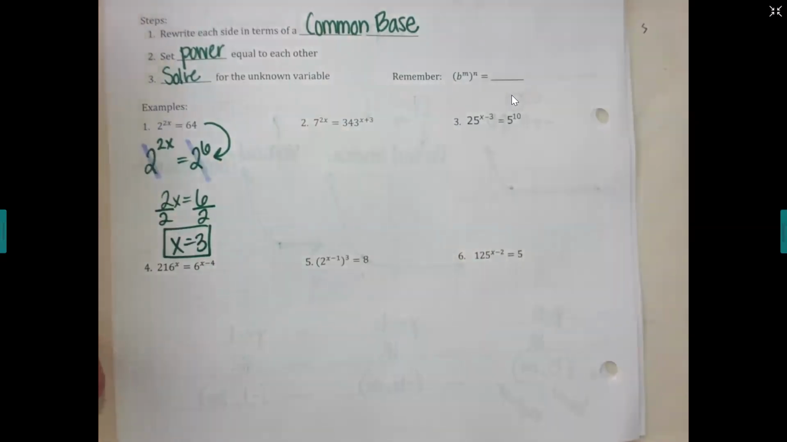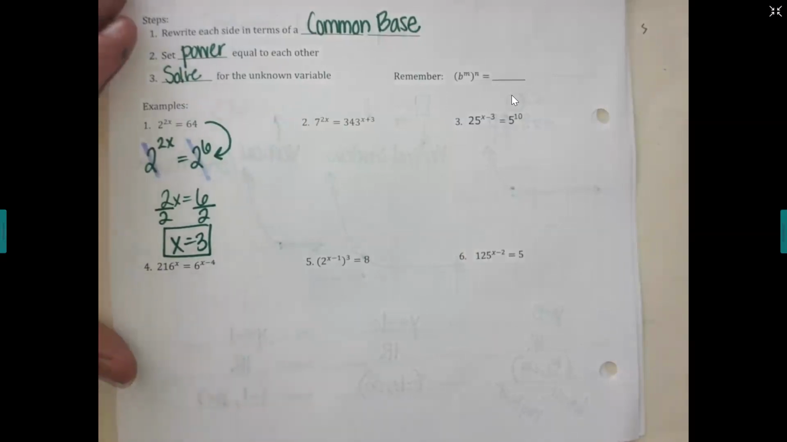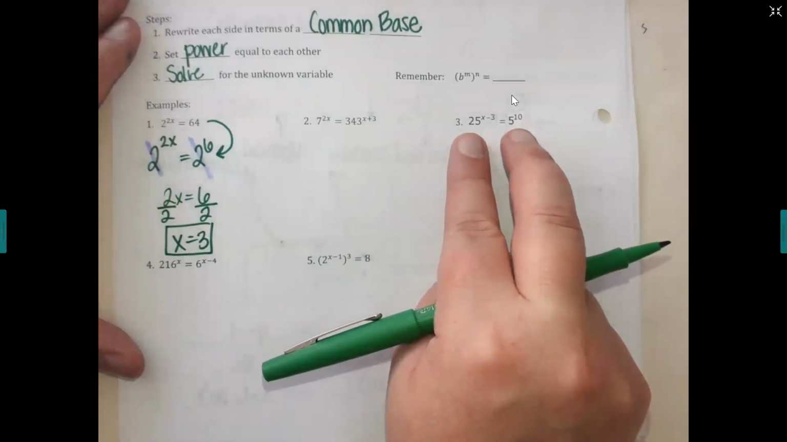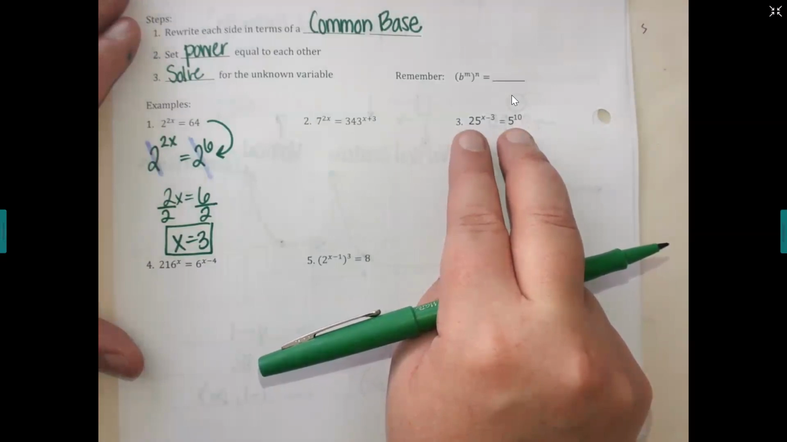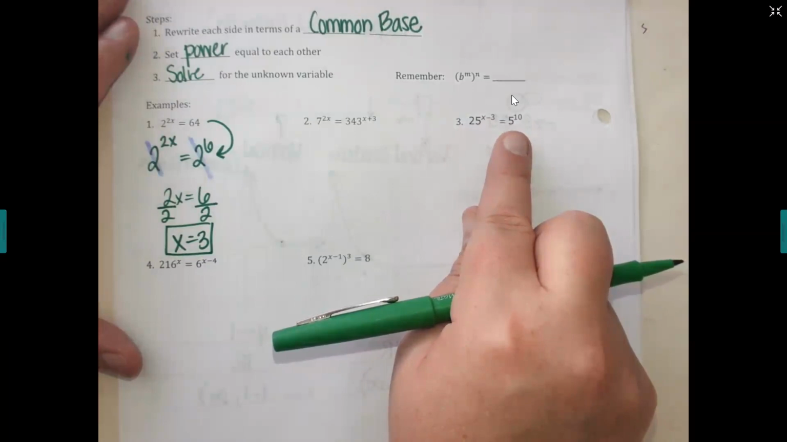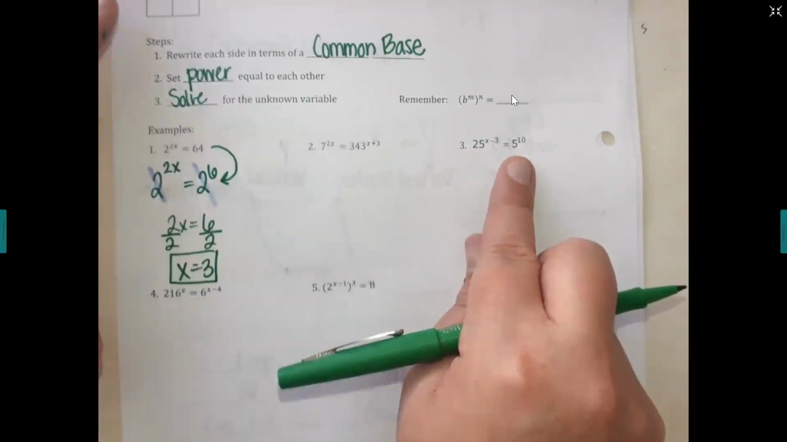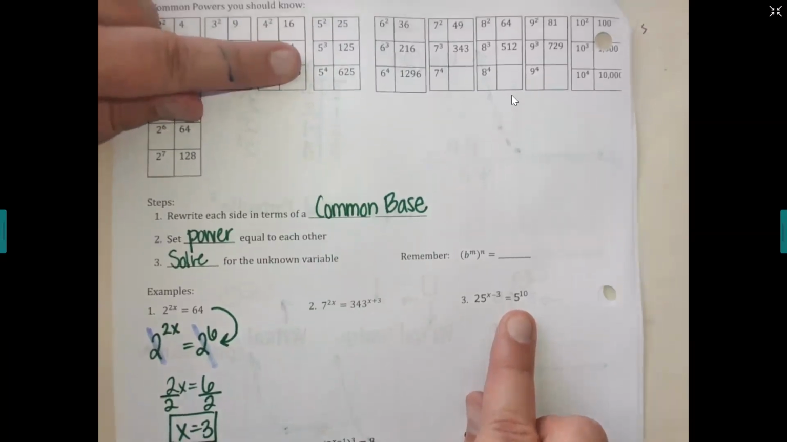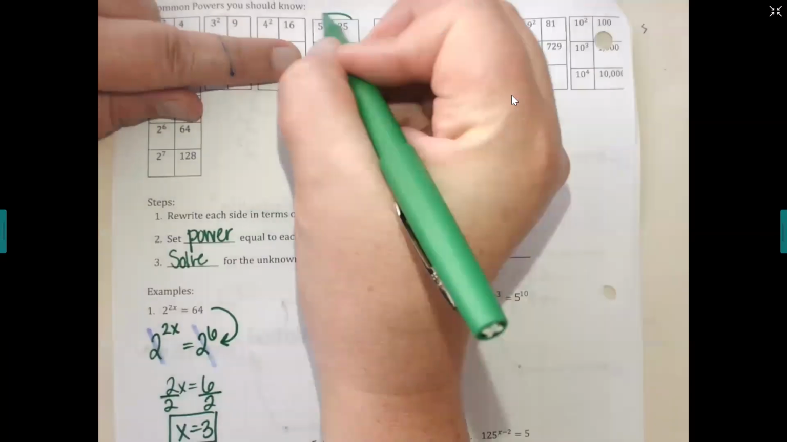Take a look for me, please, at the next, actually, let's do number 3. Okay, I have a 5 on one side. I have a 25 on the other. I need those bases to match. So if this side is a 5, will you find the 5's chart for me? So you should be looking here. And I want to convert 25. So what is 25 the same as? 5 squared, or 5 to the 2, that's right.